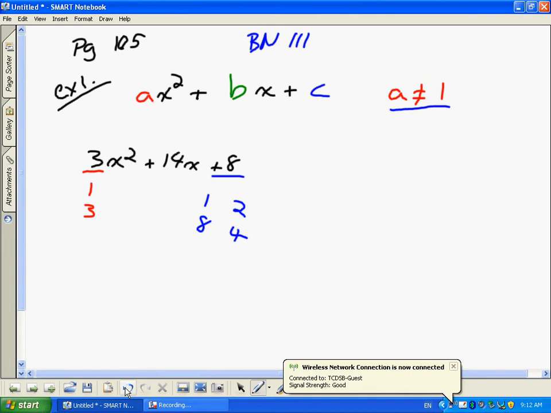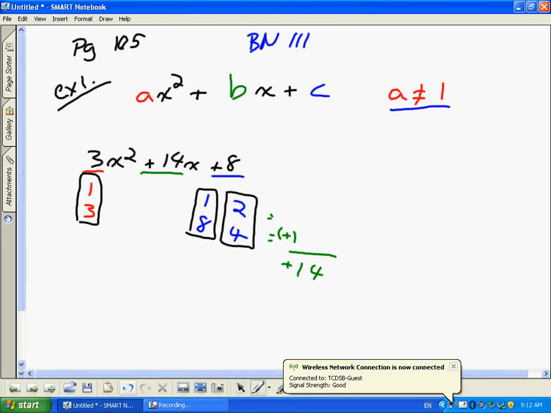Now that we have all these factors, in the end, we're still going to have to add up to our positive 14 that we have here. So the idea here is we're going to need a pair of factors. We're going to have to multiply two of these columns. So we'll put the columns in black just so you understand what I'm talking about. We need to choose two columns. One column from our first factor 3 and one column from the factors of 8.